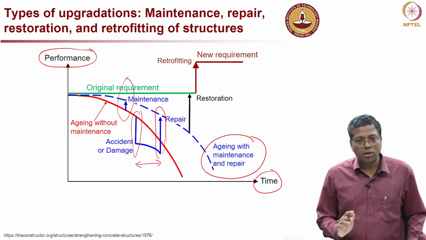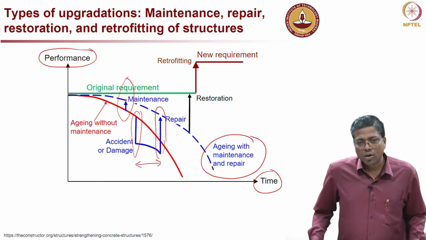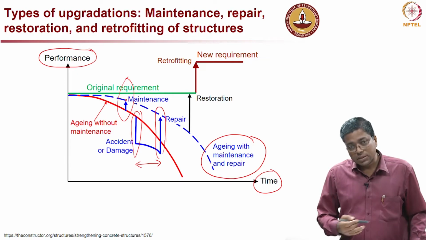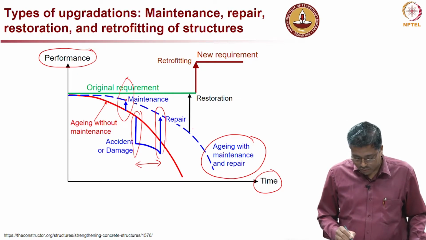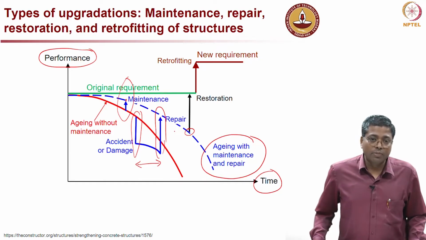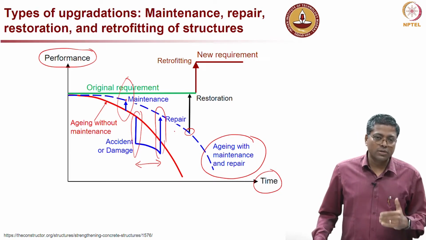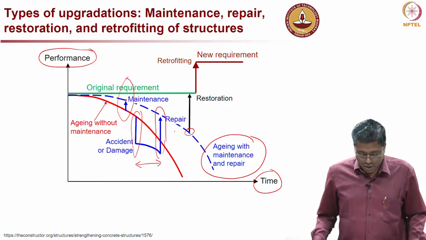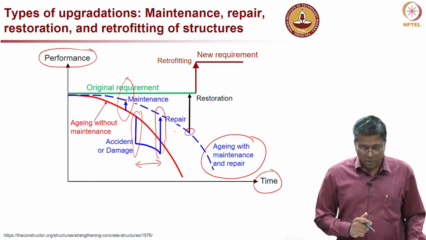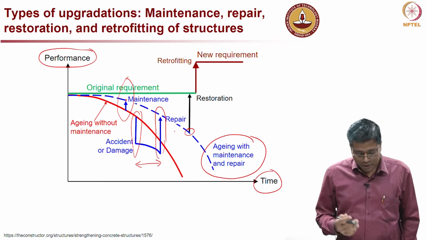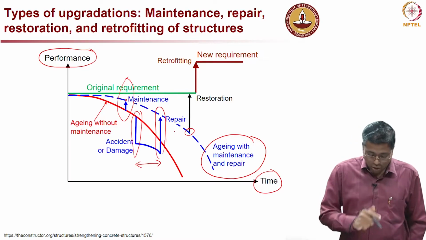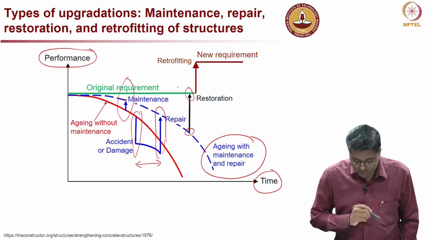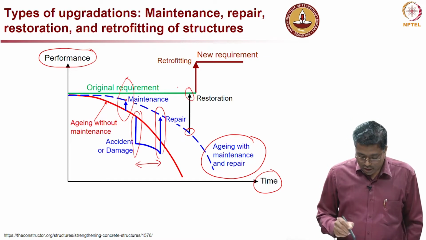So, that is when we call it repair, or typically these are all cosmetic repairs, and then the structure experiences further degradation in the property, and at one point of time the safety level might be very low. So, we decide to restore the structure to its original performance level, or originally expected performance level, or the original requirement. So, you get the performance level to that point.